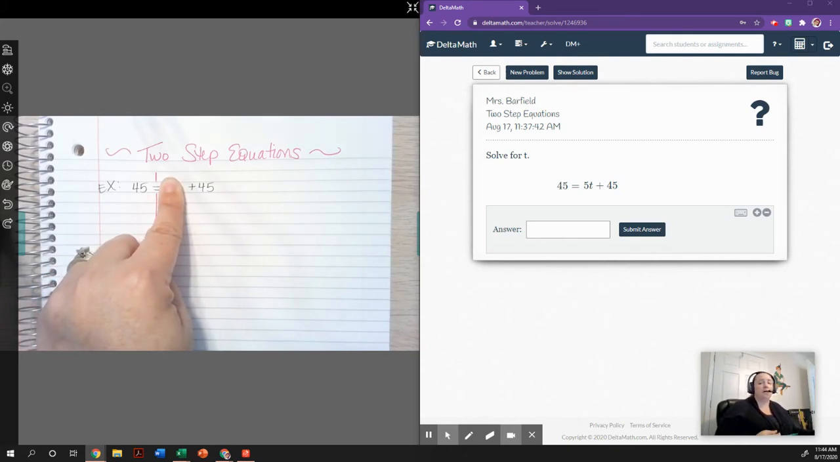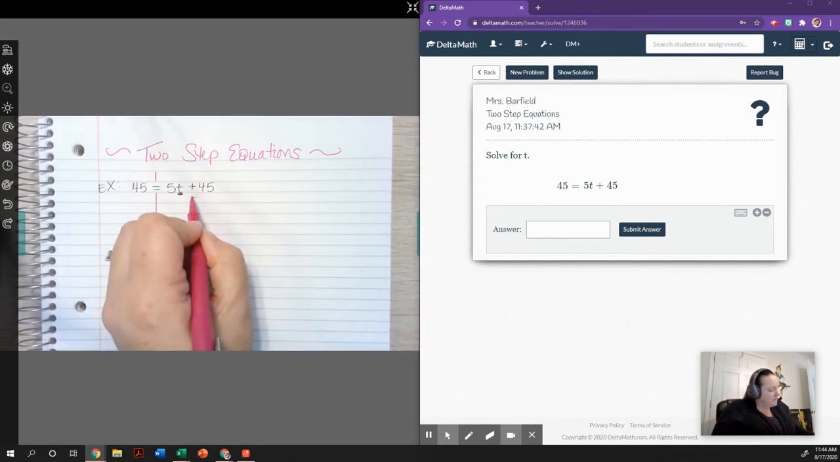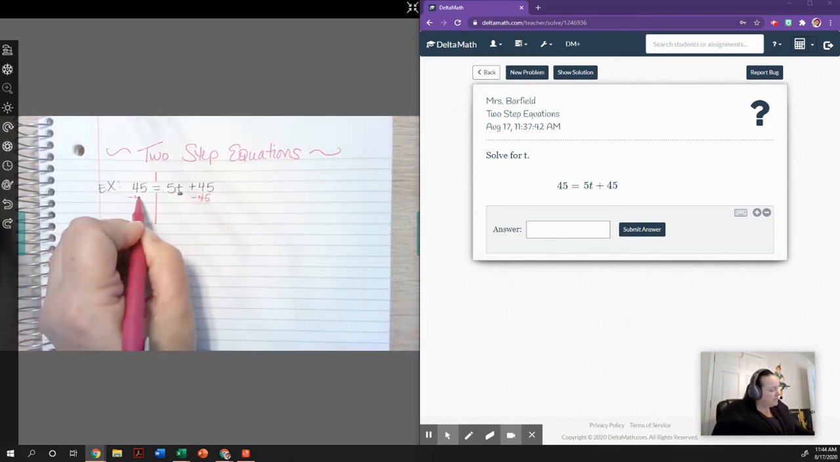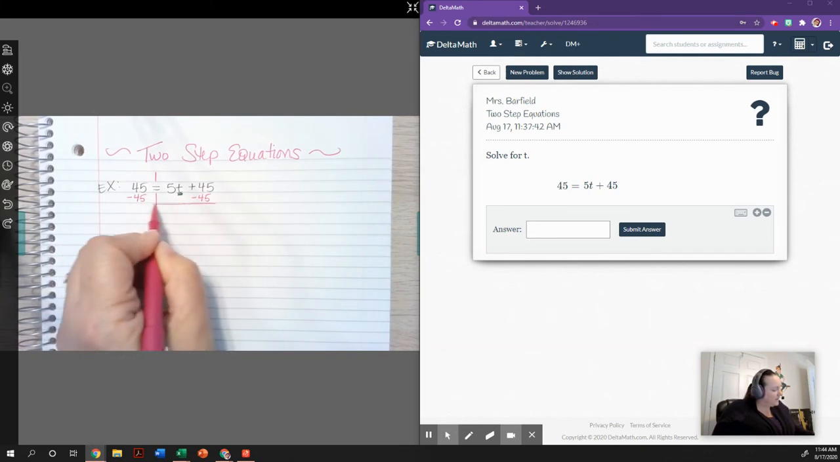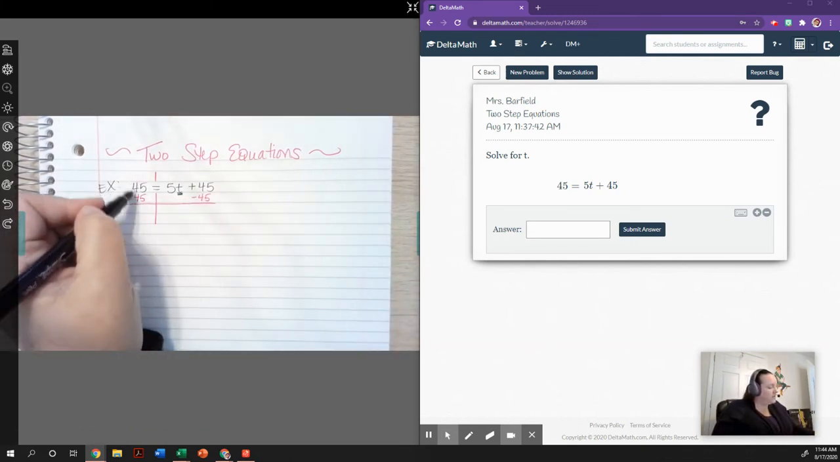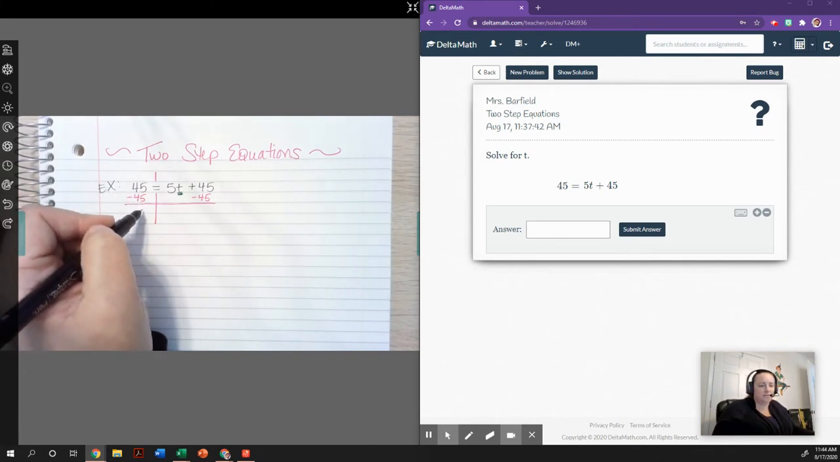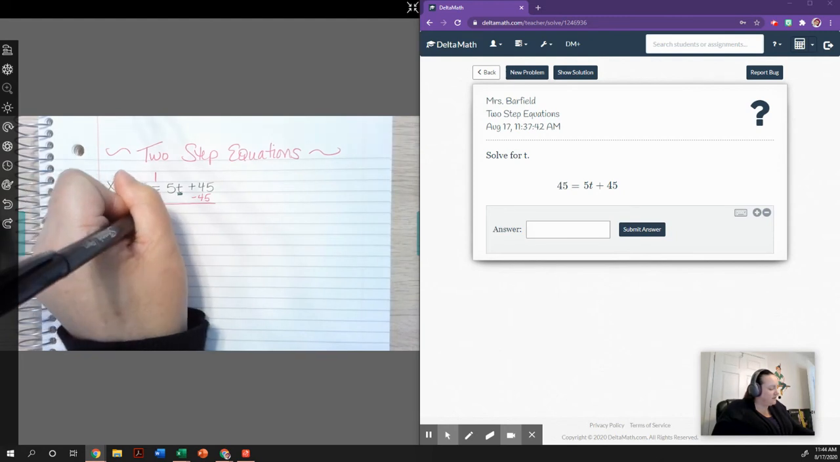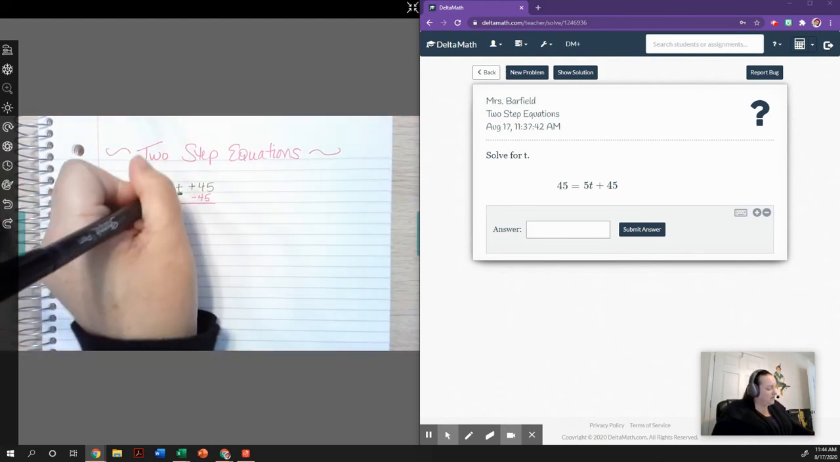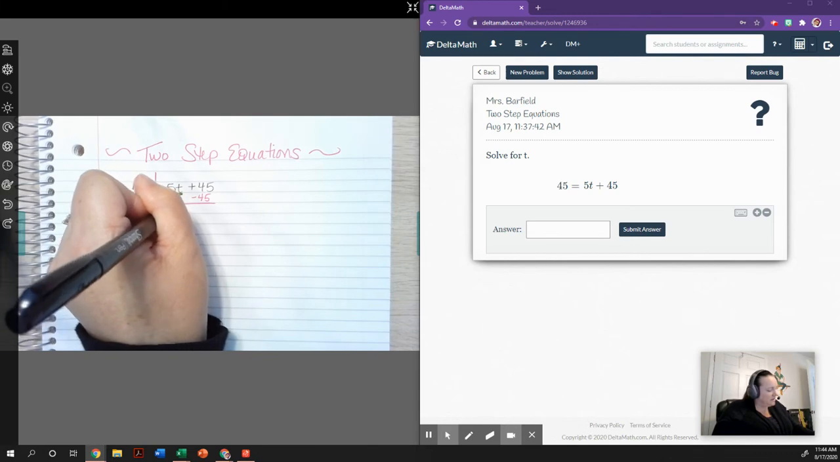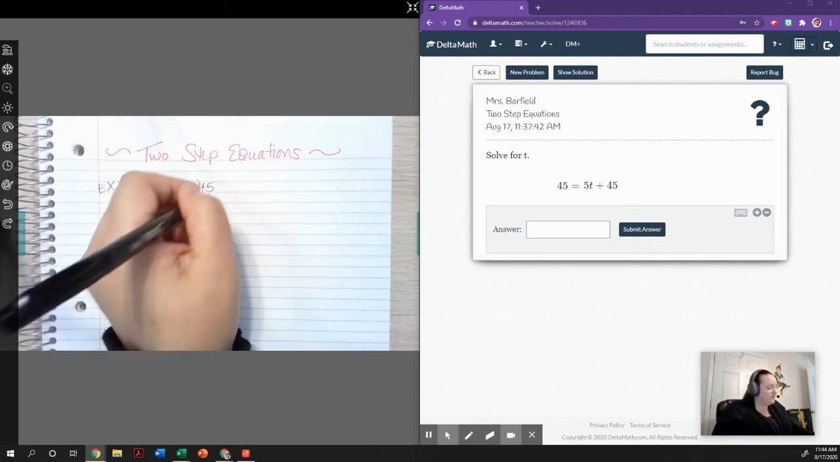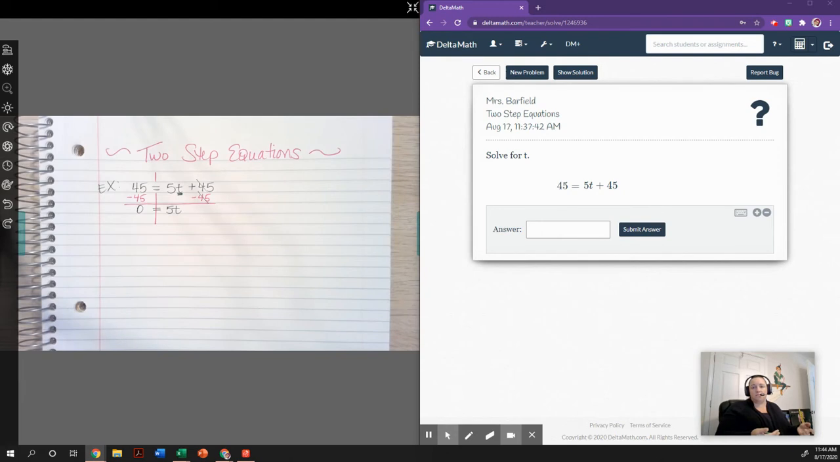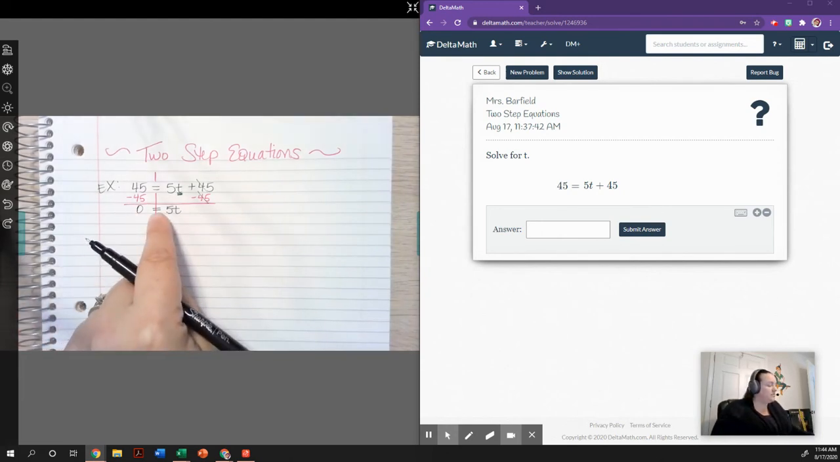So the opposite operation of plus 45 is minus. So I'm going to subtract 45 from both sides. So minus 45, minus 45. So 45 minus 45, well, I know that eliminates, but I can't leave it blank over here. Well, it eliminates because it equals 0. So 0 equals, I'm going to bring down the 5t, and then 45 minus 45, well, that eliminates because it equals 0. All right, so now I have 0 equals 5t.